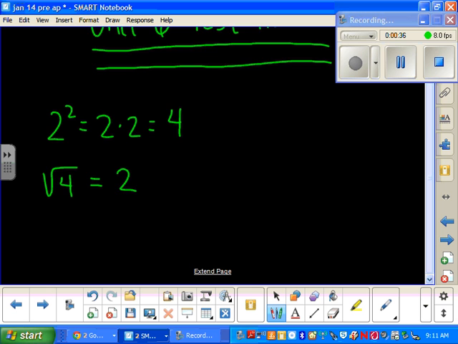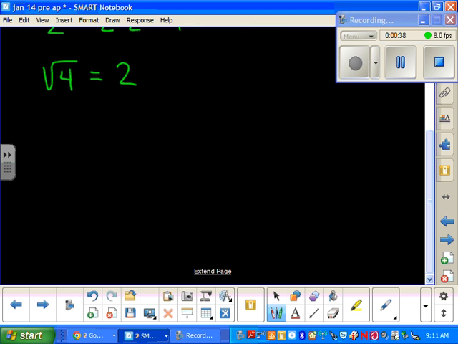So let's do a question. We're going to do one that is not a perfect square, so we can find out which two perfect squares it would be between. If I was trying to find the square root of 241, that is not a perfect square. So I need to figure out what two perfect squares it is between.